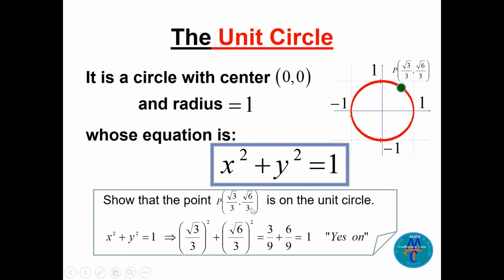Now to check any point on the unit circle, it's so easy. Just take the coordinates, put x here, square it, and put y there and square it. If they add up to 1, that means the point is on the unit circle. That's a simple example here. Square root of 3 over 3, square root of 6 over 3. Is this point on the circle or outside the circle? Just a little check here. You square the x, you square the y. When you add them, you get 1. So yes, this point is on the circle.